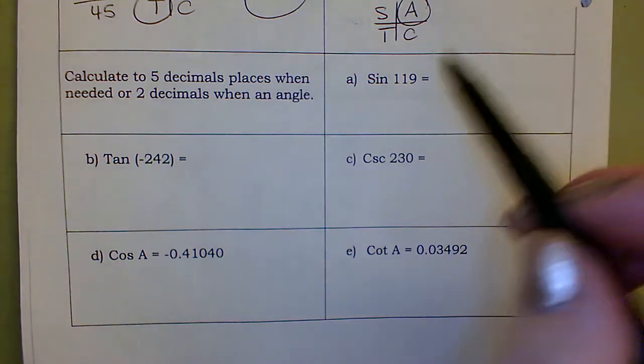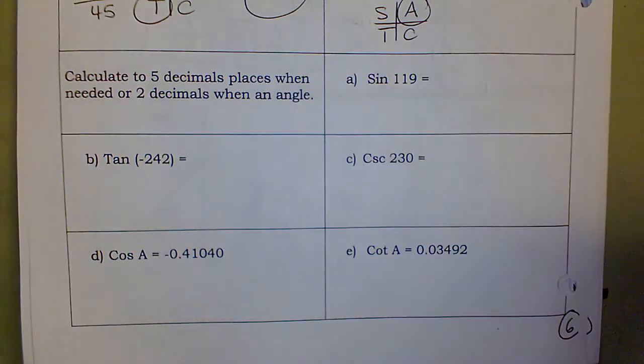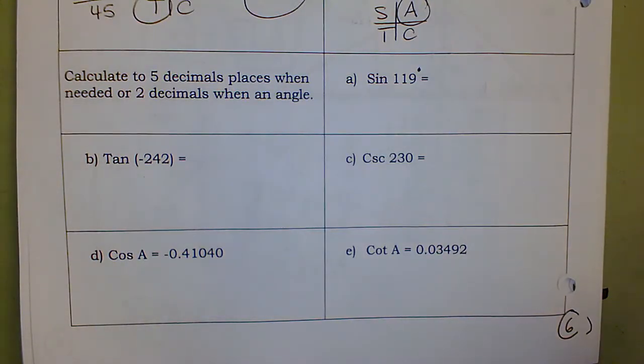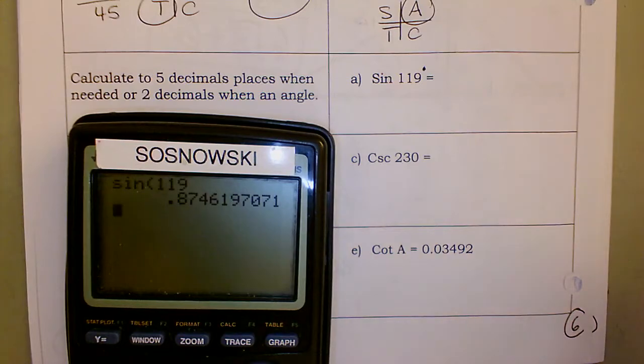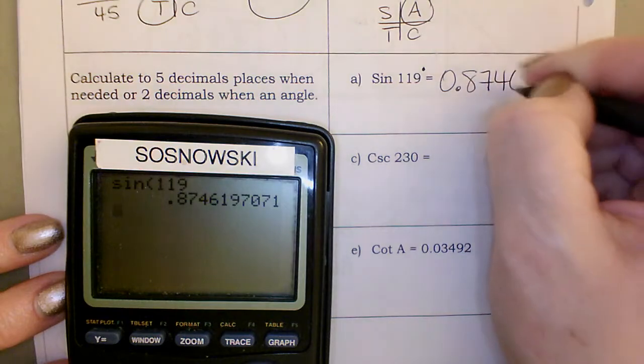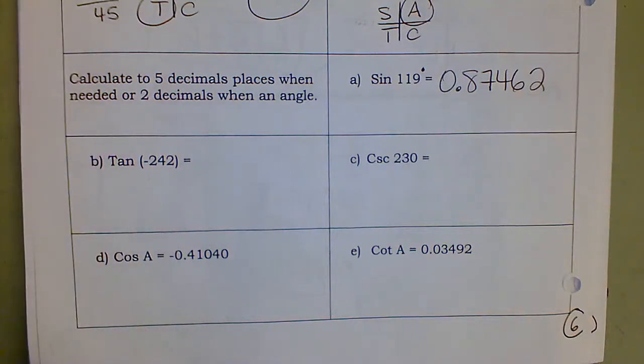So this one here is an angle of 119 degrees. And so I know the angle, right? All I have to do is type sine 119 into my calculator and it gives me the decimal. That's all it's asking for in this one. So 0.8746, and then I'm going to round the last one to a 2. Or you could leave it as a 1, 2. It doesn't make a difference. You can round or you can just take the first 5 without rounding. All right, so there's the first one.